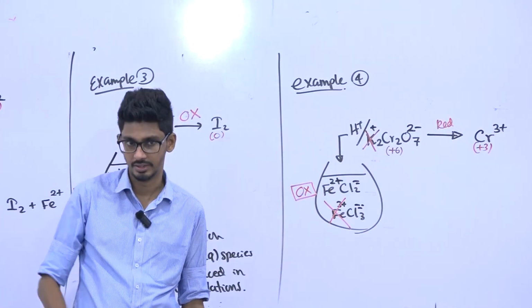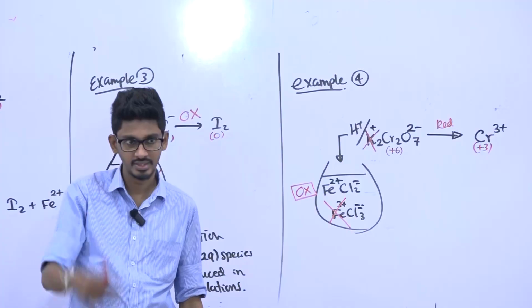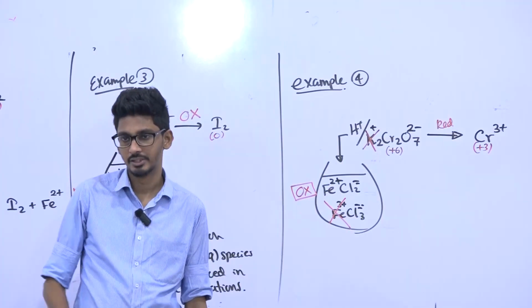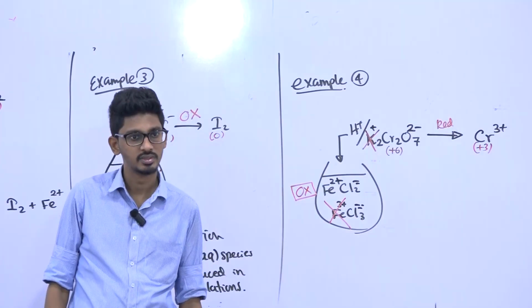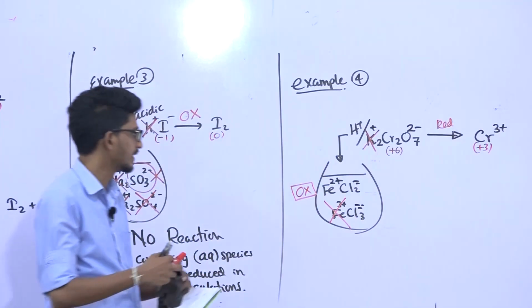Cl2. X minus form is X2 form. X minus form converted into X2 form means it's a kind of oxidation, right? Minus 1 goes to 0. Increase of oxidation state, right? So what are the reactions possible here?